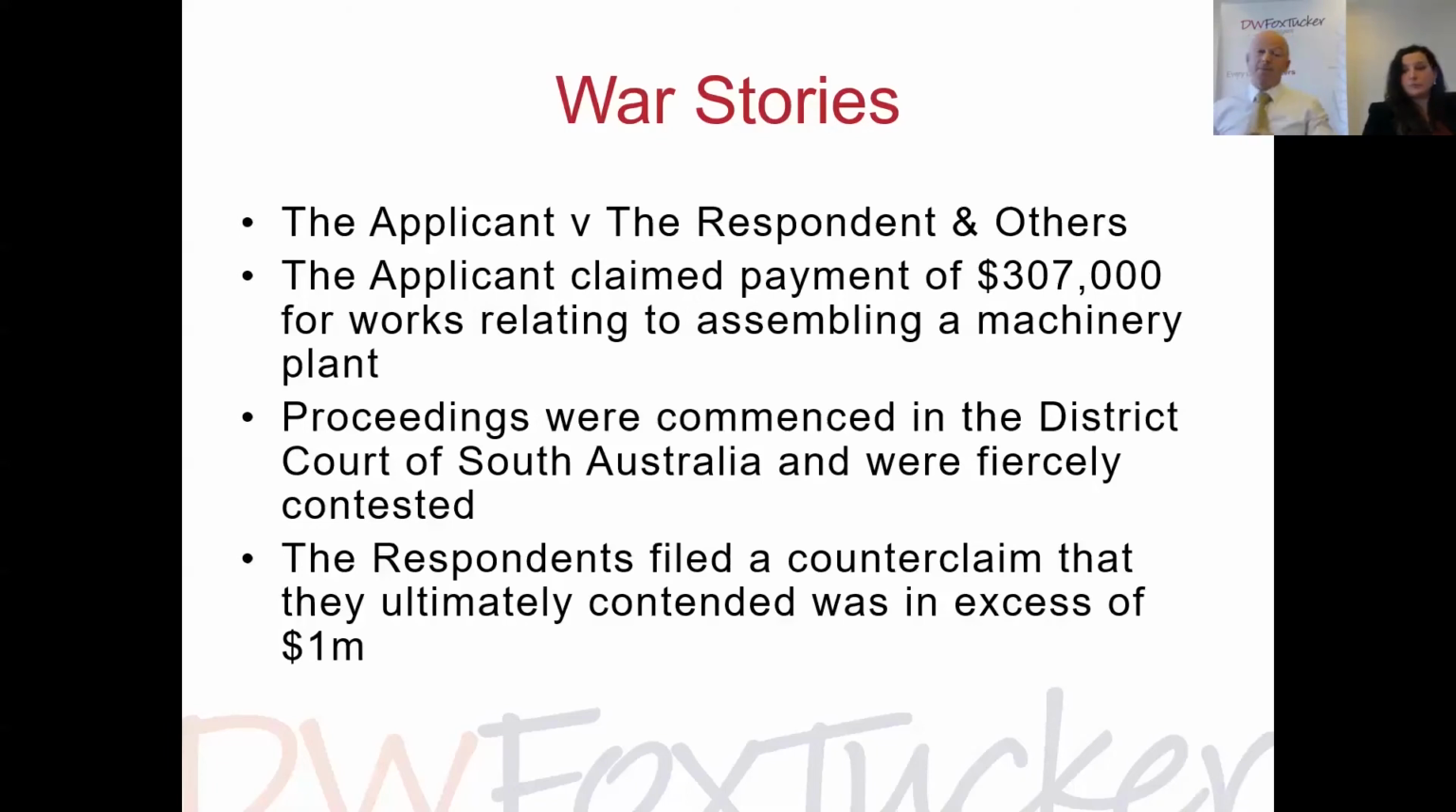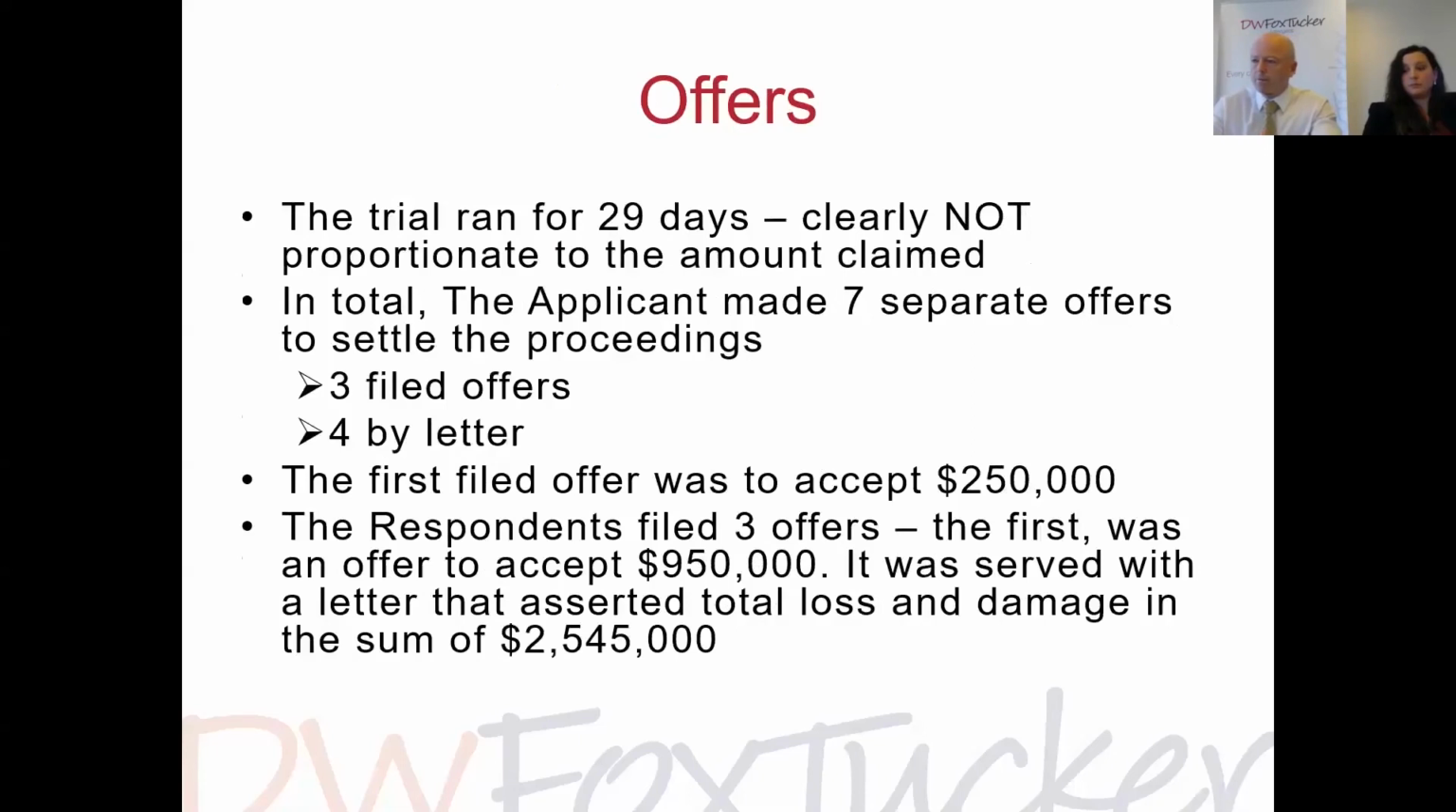Those proceedings then became fiercely contested. We had a counterclaim that we were answering. To begin with, it was a tick over $2.5 million. There was backwards and forwards with the offers that were being made. You'll see there that the trial wound up running for 29 days. And in the context of a $300,000 claim, notwithstanding the amount of the counterclaim, that's clearly not proportionate to the amount in dispute. Seven offers were made by the applicant all up. Three of them were filed, four of them were by letter.